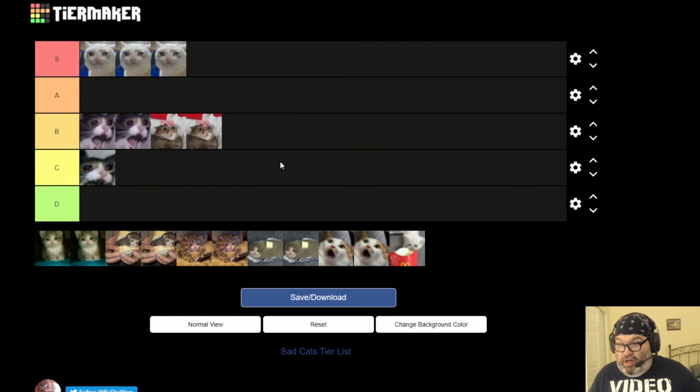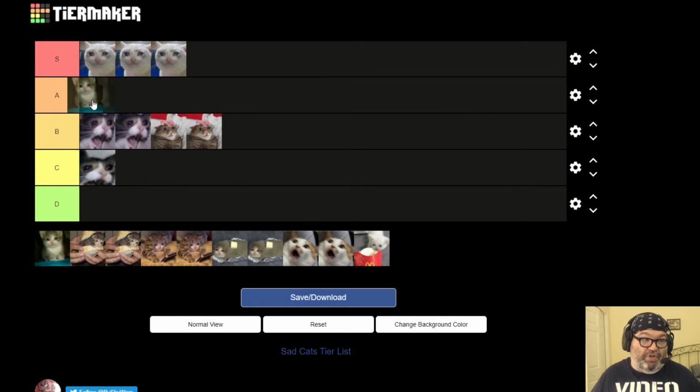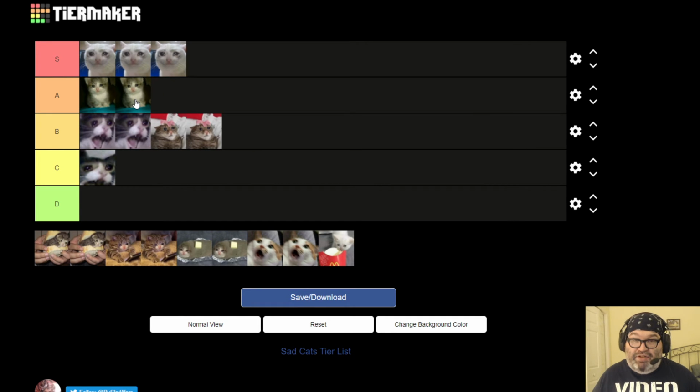Okay, this is some sad cat here. This is a sad eyes, got a little paw up there. This is a kitten that just has sad face. I'm gonna put this in A tier. I think it's a pretty sad cat, and I do feel bad about how sad this cat is.